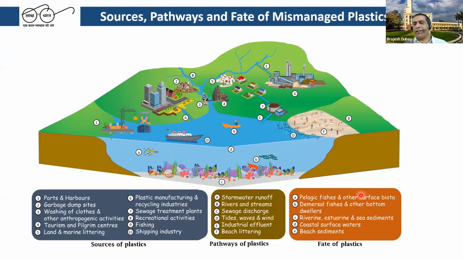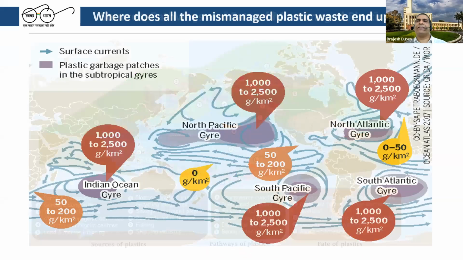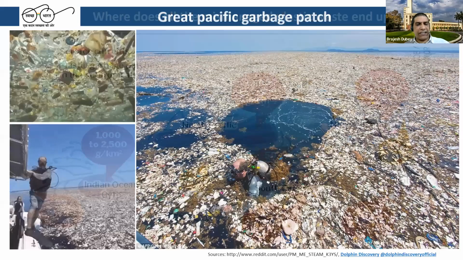Then the fate of plastics: they get into the fish, the fish gets choked, coastal surface water, beach sediments. So everywhere we are seeing plastics ending up. And most of the plastic today we are seeing in terms of several garbage patches. The biggest one is the Great Pacific Garbage Patch, but then there are the North Pacific Gyre, Indian Ocean Gyre, South Pacific, North Atlantic, and all these, as you can see in this particular picture.